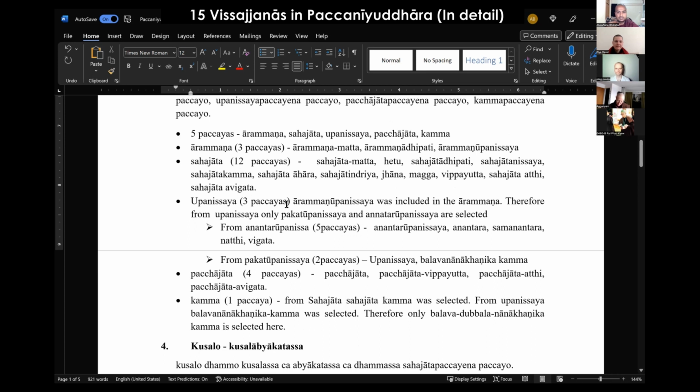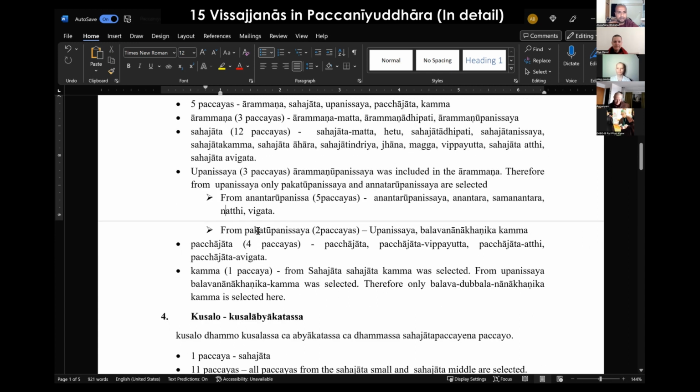From Upanissaya, we pick 3 Paccayas because Ārammaṇūpanissaya was included in Ārammaṇa. So therefore only Anantarūpanissaya and Pakatūpanissaya are selected. From Anantara, there are 5 Paccayas: Anantarūpanissaya, Anantara, Samanantara, Natthi, and Vigata. From Pakatūpanissaya, there are 2 Paccayas: Upanissaya and Balava Nānākkhaṇika Kamma. Then we are left with the Purejāta. From Purejāta, 4 Paccayas are selected: Purejāta, Purejāta Vippayutta, Purejāta Atthi, Purejāta Avigata. So these 4 are selected.